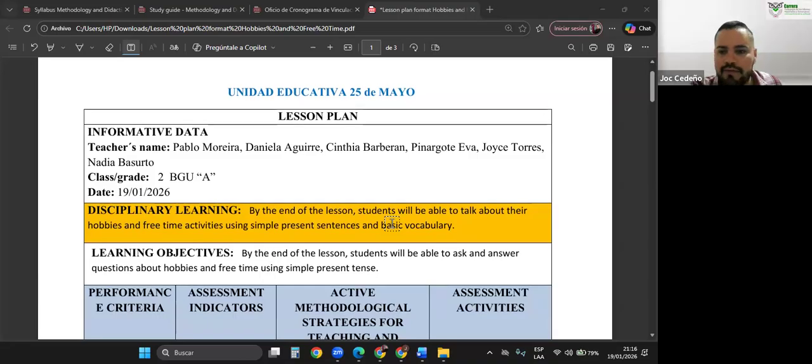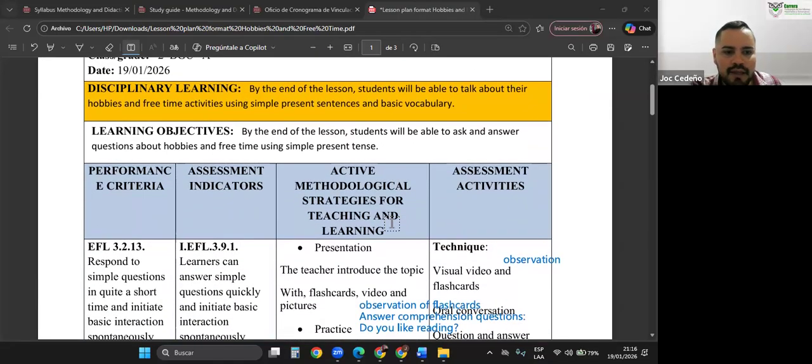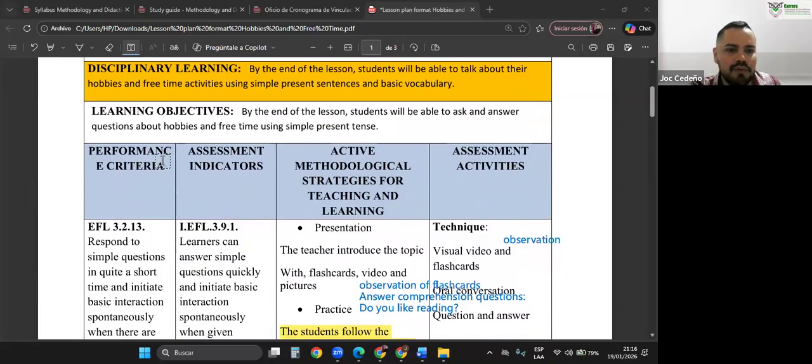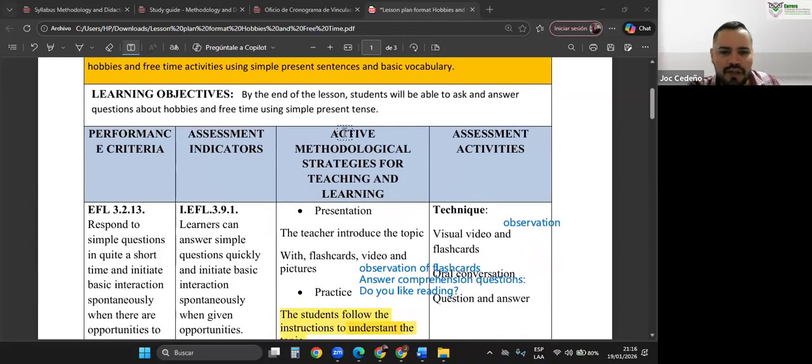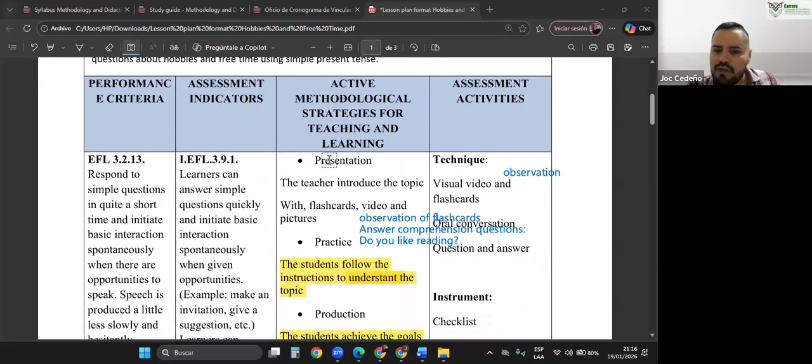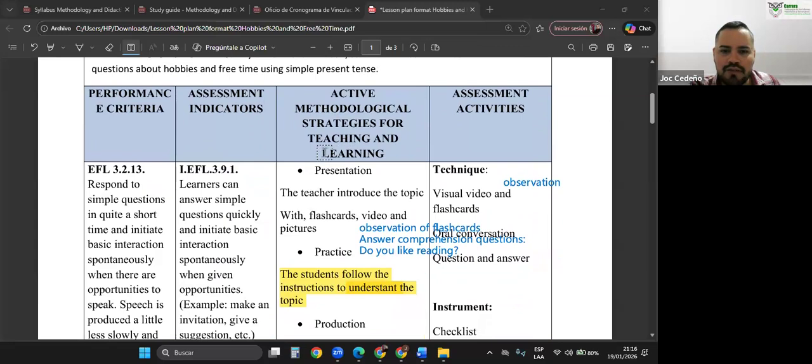I'm glad that you have a lot of positive things here, such as the learning objectives, the performance criteria, the assessment indicators. I only have a couple of observations in the active methodological strategies. First, when you present, the teacher introduced the topic with flashcards, video, and pictures, but you need to focus on the strategies that you use. For example, observation of flashcards, or maybe role play, or maybe answer comprehension questions, such as, do you like reading?